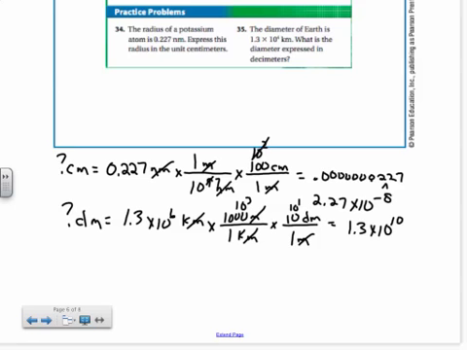Okay. This should be a 4. I can't read the thing very well. 1.3 times 10 to the 4th. Therefore, this makes this an 8. I did it all right, except I just copied it all wrong.